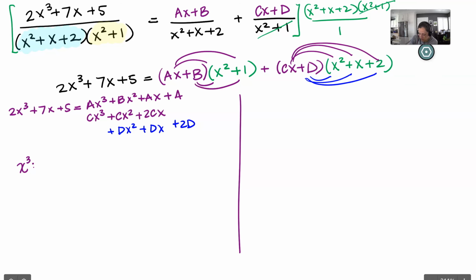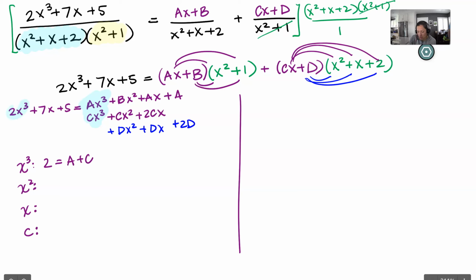We got to find all the x cubes, all the x squareds. This is a nice thing about me having lined them up. All of the x's and their coefficients, and all of the constants and their coefficients. So for the x cubed, I can see I'm going to end up with a 2 as my result. And there's only two things that give me x cubed, the ax cubed and the cx cubed. So this has got to be a plus c.